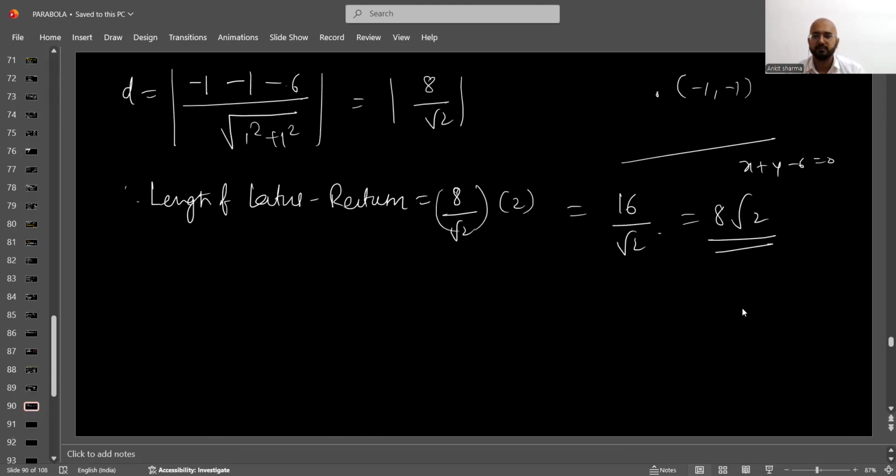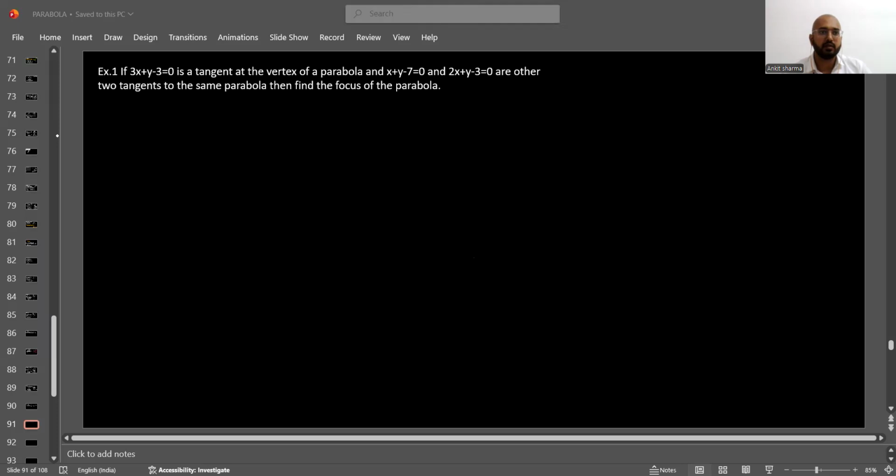Now, look at this question. The beauty of this question lies in the reflection property. I've taken this question from one of the standard references, so I'm going to solve this by using the reflection property. If 3x plus y minus 3 is equal to 0 is the tangent at the vertex of a parabola.